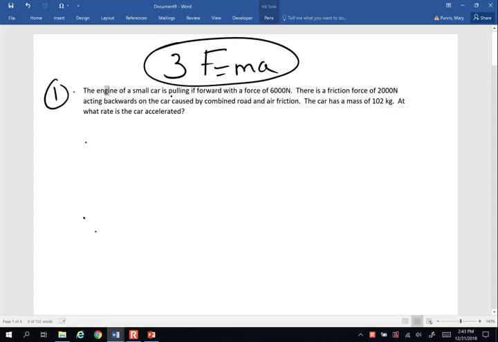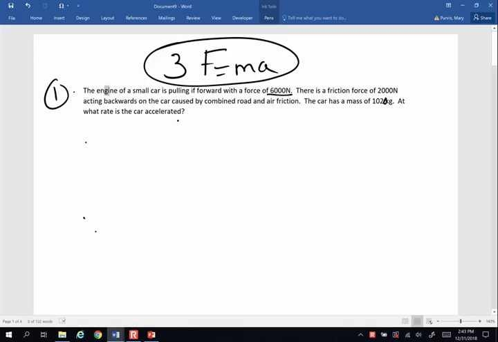The engine of a small car is pulled forward with a force of 6,000 newtons. There's a friction force of 2,000 newtons acting backwards on the automobile, caused by a combination of the road and the air friction. If the car has a mass of 1,020 kilograms, I forgot a zero there, 1,020 kilograms, at what rate is the car accelerated?